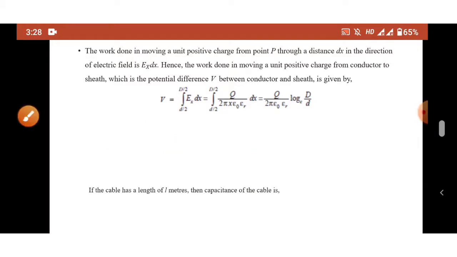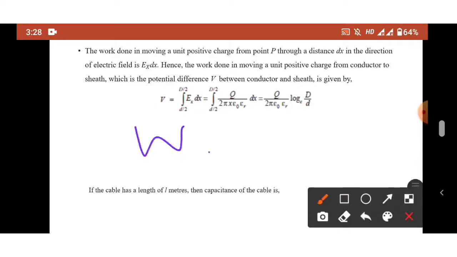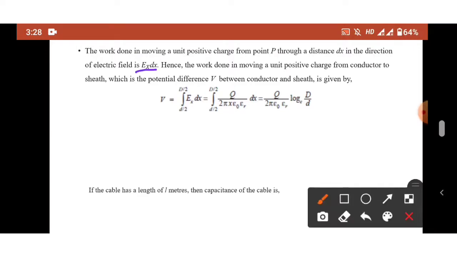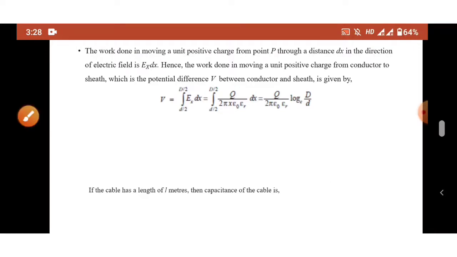Next we have to find out the electric potential. So we know that the work done in moving a unit positive charge from point P through a distance dx in the direction of the electric field is Ex into dx. We know that work done is equal to force into displacement. So here the force is electric field intensity. So work is Ex into dx. Hence the work done in moving a unit positive charge from conductor to sheath is the potential difference V between conductor and sheath.